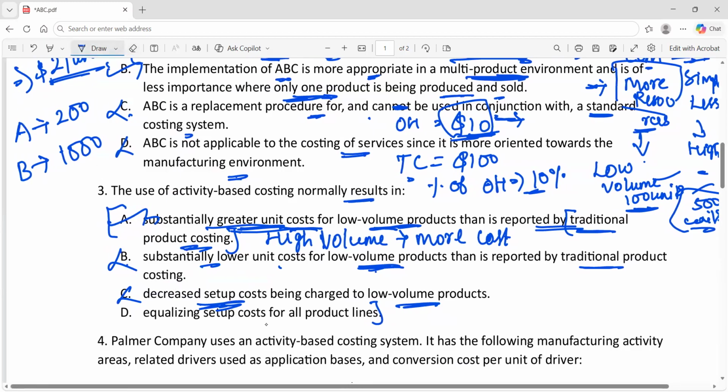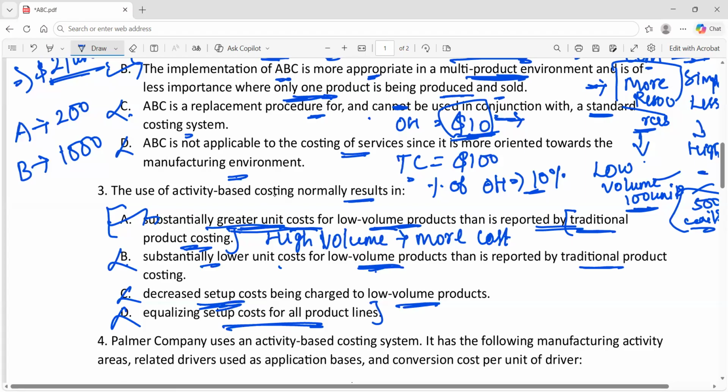Option D says equalizing setup cost for all product lines. Obviously, it is wrong. Why? Because option D says to equalize the setup cost between product A and product B, which means, for example, if your setup cost is $1,000, product A should absorb $500 and product B should absorb $500. But this is not the right way to do it. Why? Because you can do this if both products are consuming the same amount of resources and if both products are equally complex. But in our case, that is not the case.